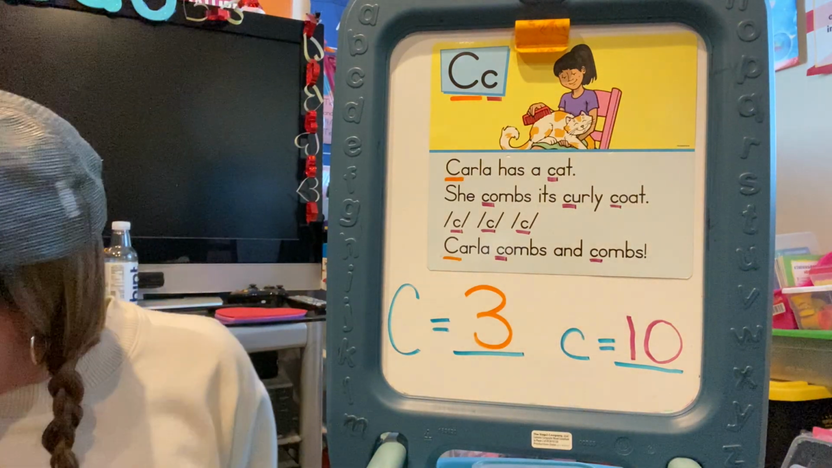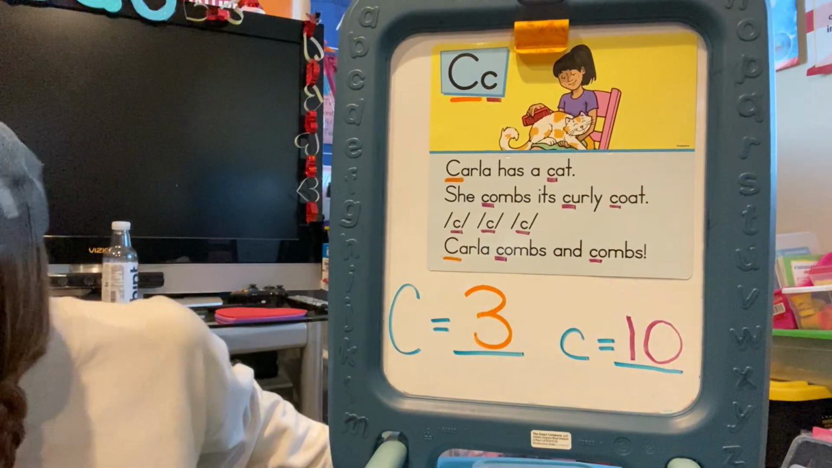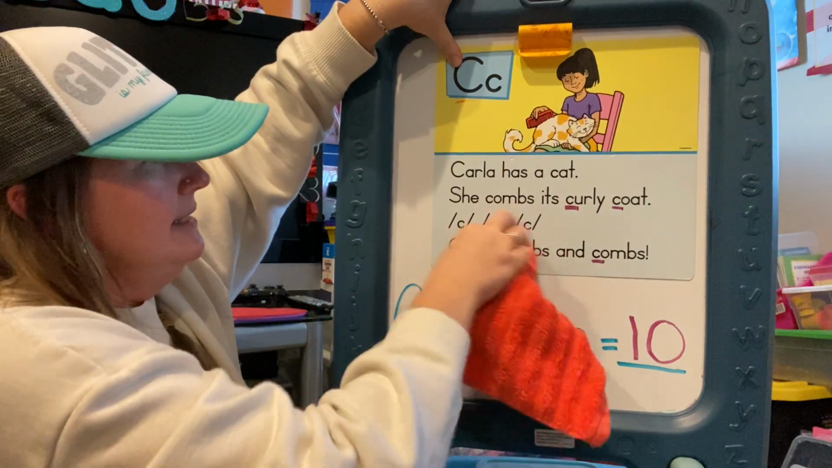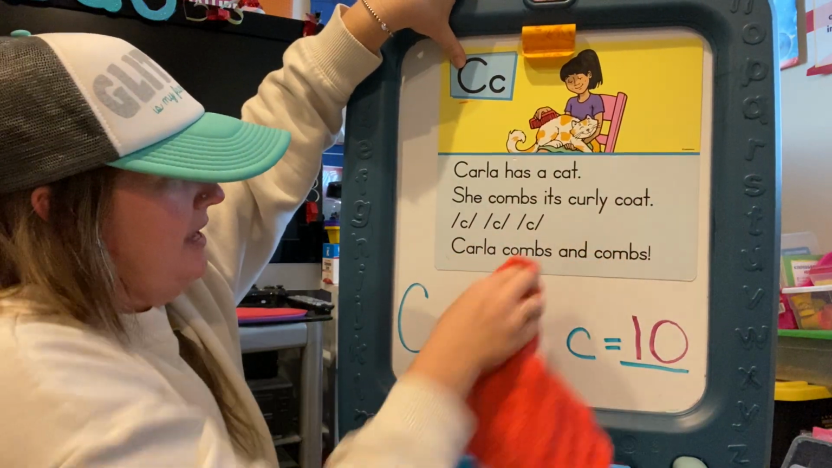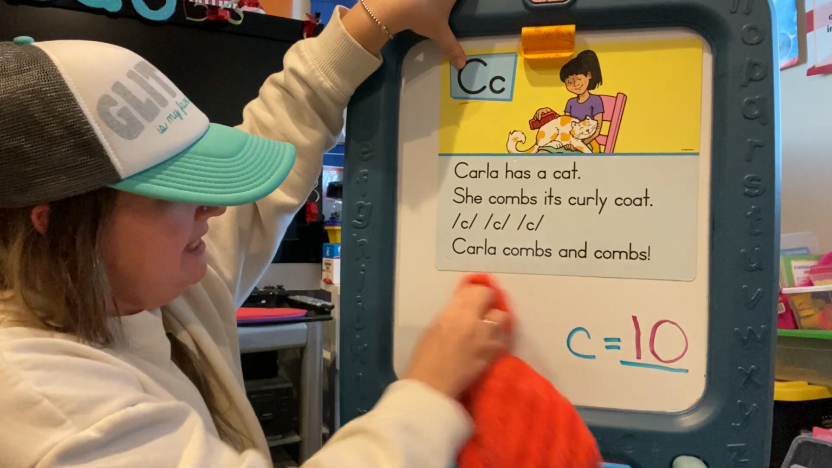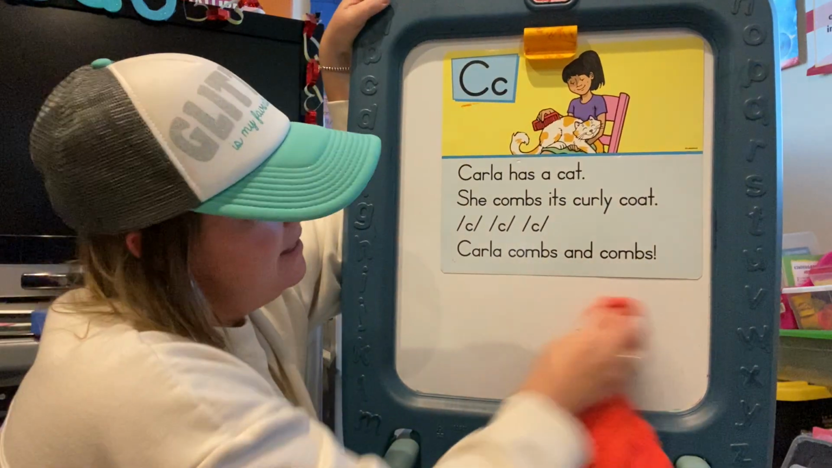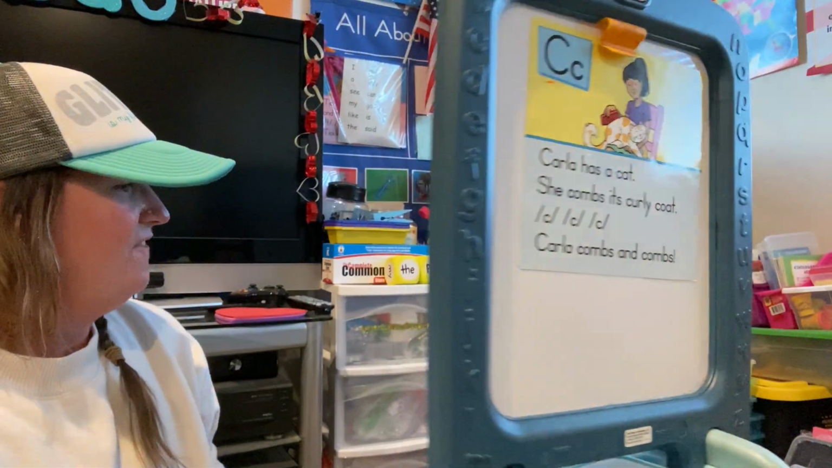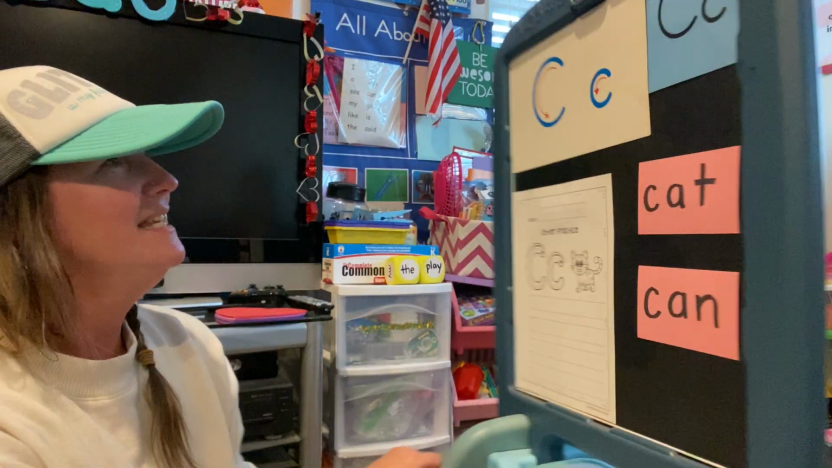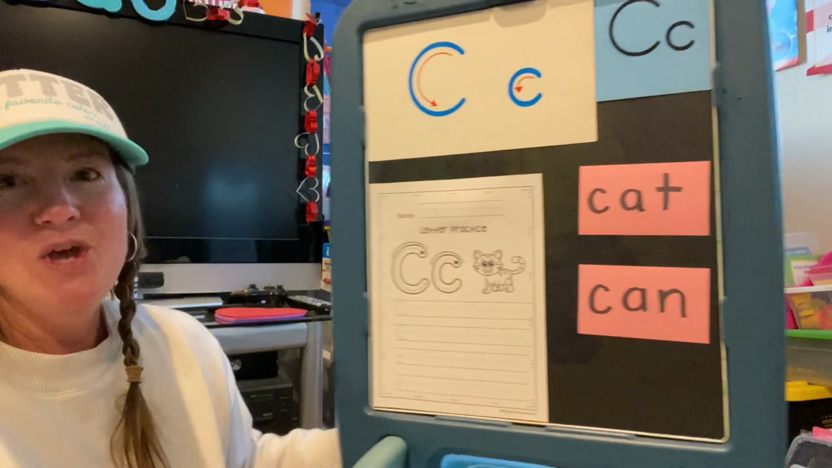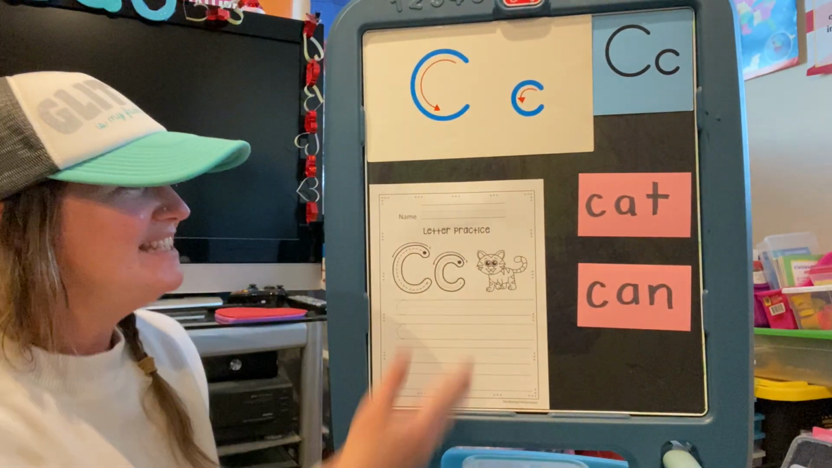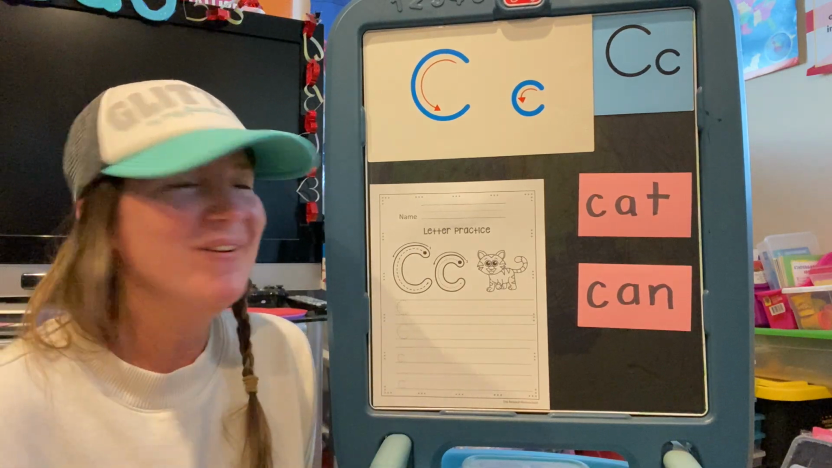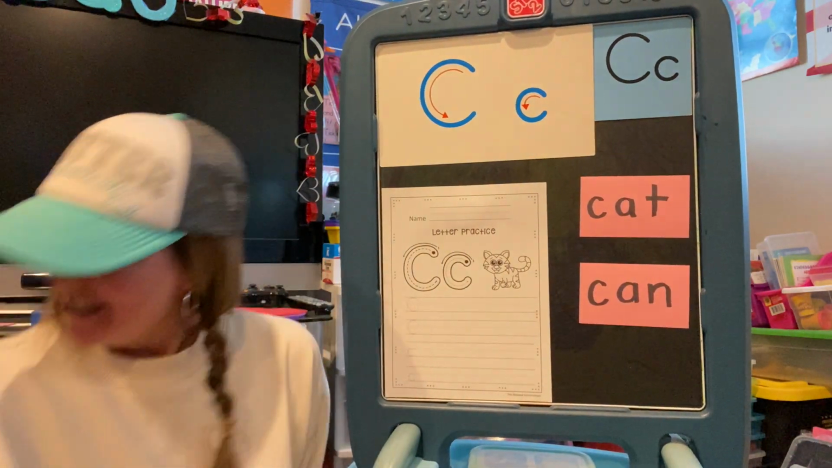All right. Now, I am going to actually erase this so it doesn't stick to it. There we go. And I'm going to erase a bye-bye capital C with 3 and bye-bye 10 lowercase c's. And then we're going to take this and flip around our easel once again and come back to our C chart with our letter practice worksheet right here that you're going to get ready to do. Good job, Panda Bears.